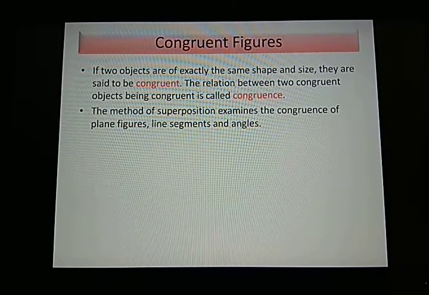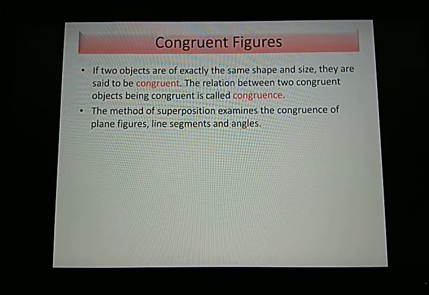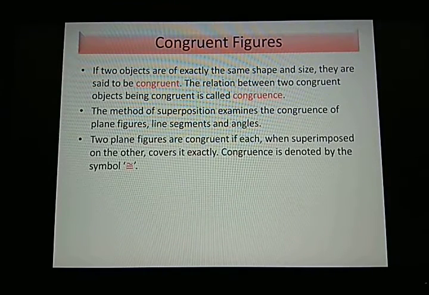Next, the method of superposition examines the congruence of plane figures, line segments, and angles. This method is basically used to check whether objects are congruent or not, and that method is called the method of superposition. Now what happens in this method? Say we take any two plane figures and have to check whether they are congruent or not. Then we just need to place one figure above the other. If we see that it exactly covers, exactly fits upon the other figure, then we can say that both figures are congruent.